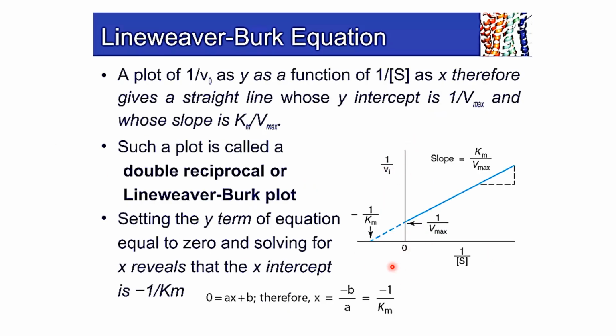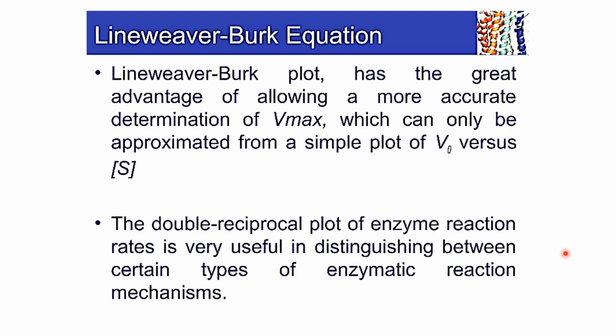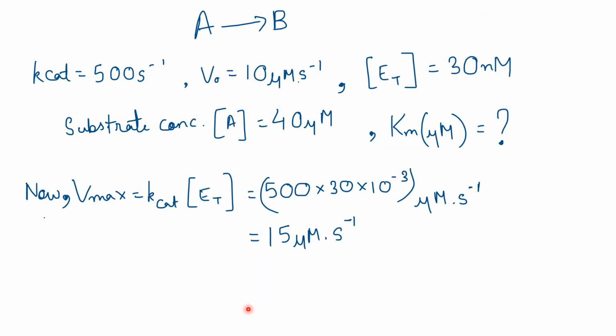Okay, and this is the Lineweaver-Burk or the double reciprocal plot. If we take the Michaelis-Menten equation and do the double reciprocal plot, that will give us the Lineweaver-Burk equation. The Lineweaver-Burk plot has the great advantage of allowing a more accurate determination of Vmax, which can only be approximated from a simple plot of V naught versus S, substrate concentration. So the double reciprocal plot is very useful in distinguishing between certain types of enzymatic reaction mechanisms.